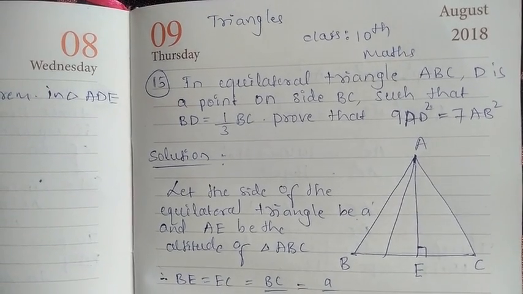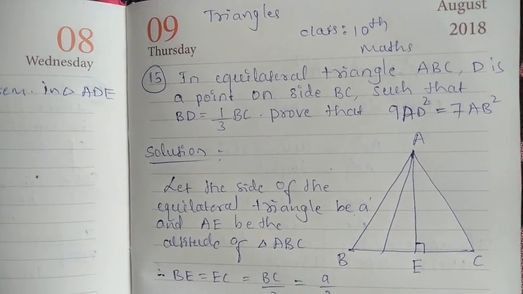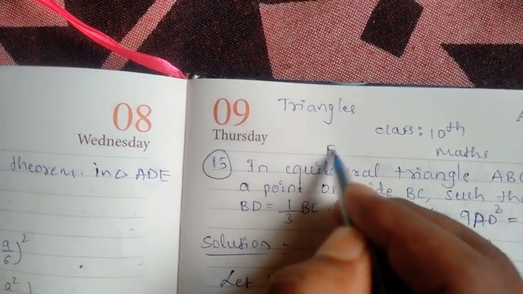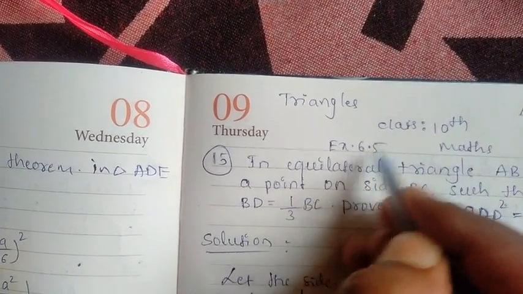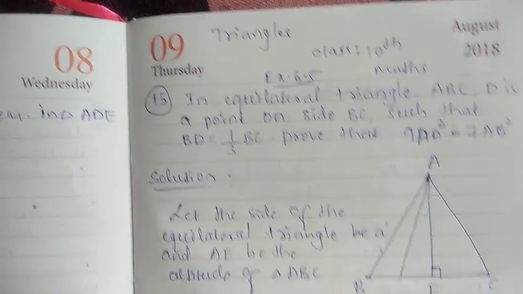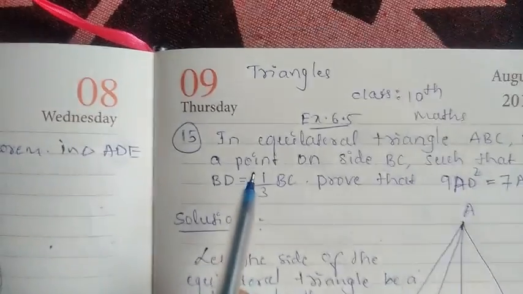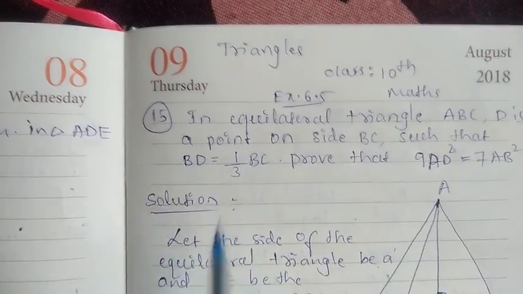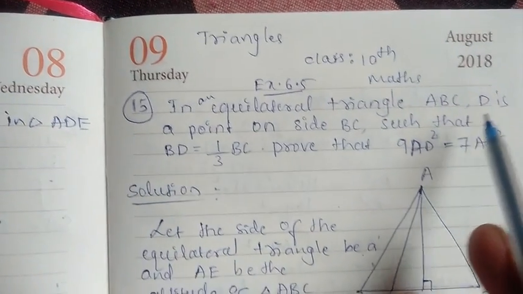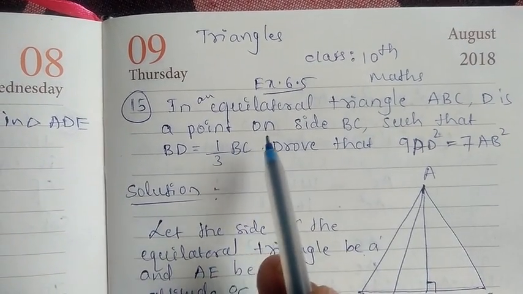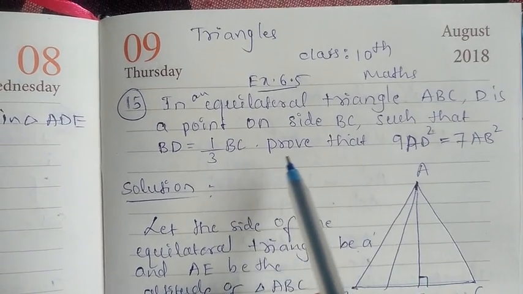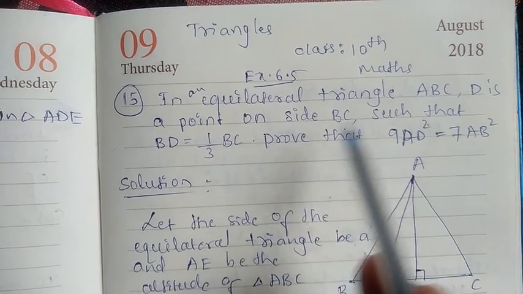Dear students, in yesterday's class we saw 2-3 examples from Exercise 6.5. Today we'll discuss the 15th problem. See the question they've given: in an equilateral triangle ABC, D is a point on side BC. So here an equilateral triangle is given and a point on side BC.